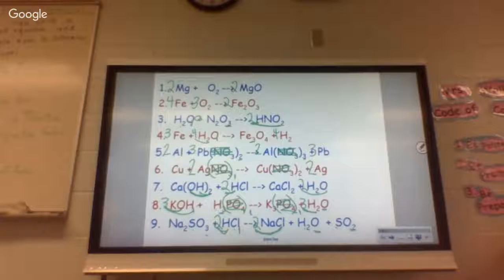Yes, on the top one, you have one mistake on number 2. You should have a 3 in front of the Fe, because you have 3 irons right here, so you should have 3 in front of irons instead of 2.